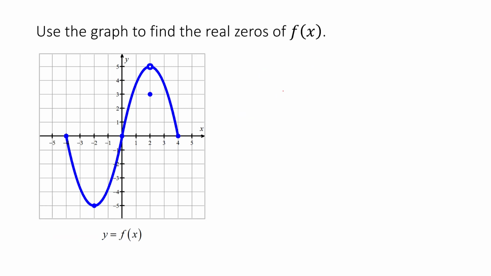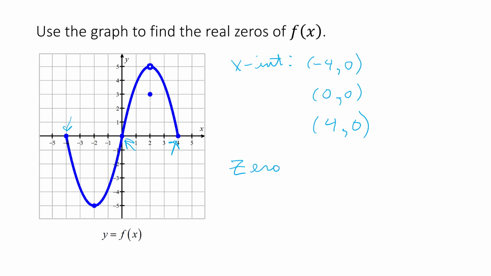Now we want to use the graph to find the real zeros of f of x. Real zeros, from a graph, we look for the x-intercepts. So the x-intercepts here, we have 1, 2, 3 x-intercepts. They're the points negative 4, 0, 0, 0, and 4, 0. We get the zeros, which are the x coordinates of those ordered pairs. The real zeros are x equals negative 4, x equals 0, and x equals 4.